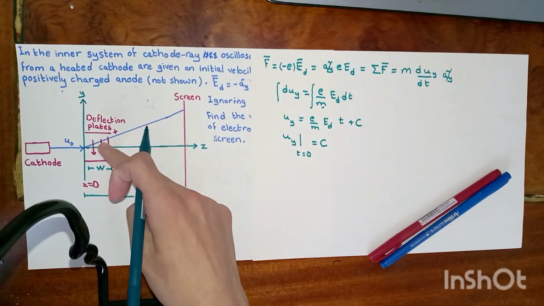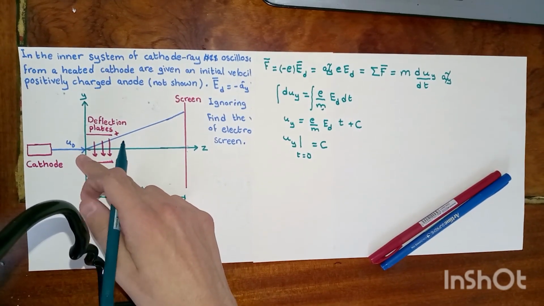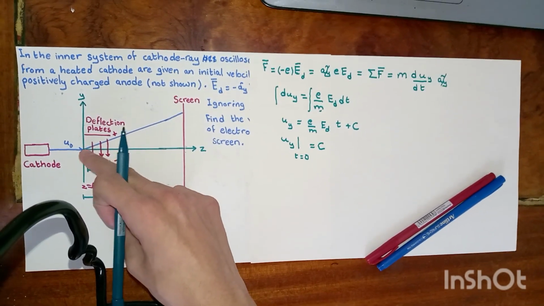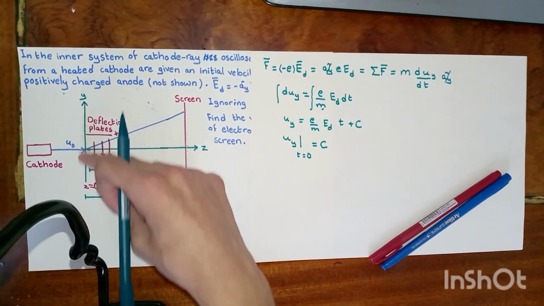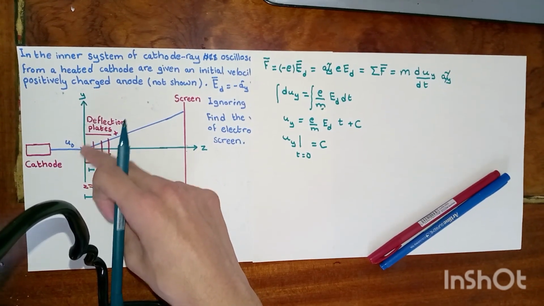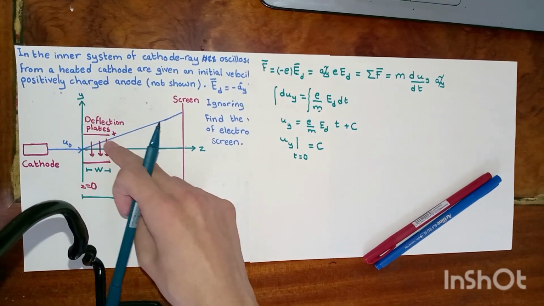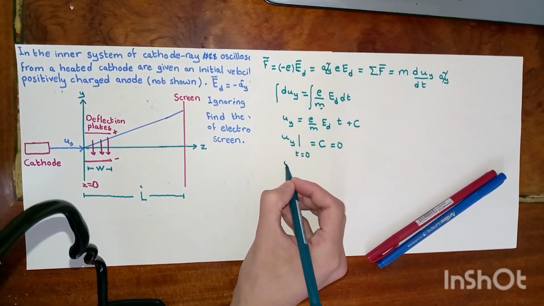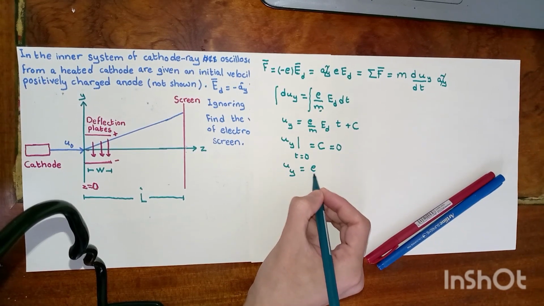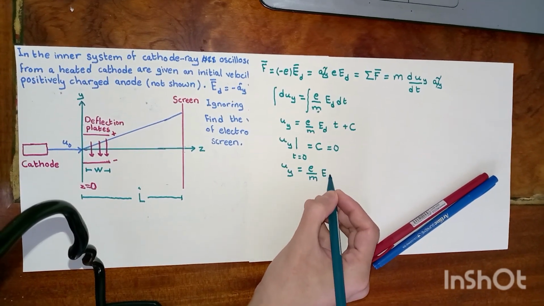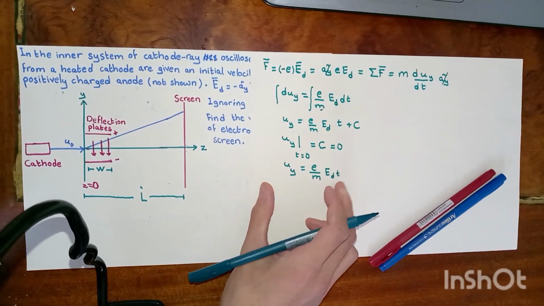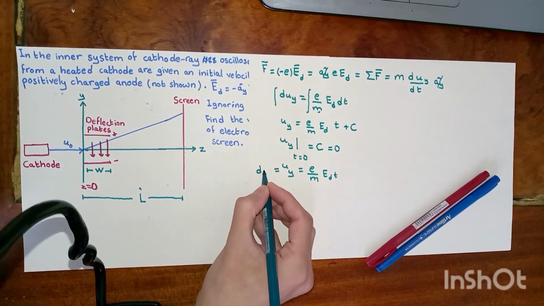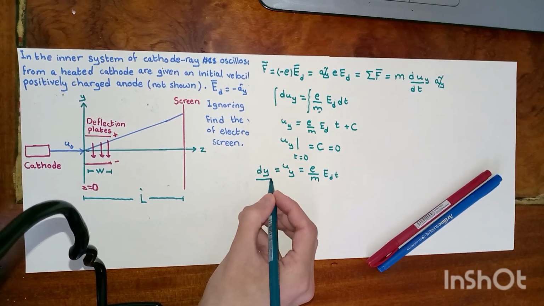Now look at the problem. Before the entrance of the electrons to the deflection plates, they were not moving toward the y direction. They were not moving vertically, so there is no vertical force. So there is no vertical velocity before entering the deflection plates. So the vertical velocity at time equals 0 is equal to 0. Then u sub y is equal to E over m times dt. And as we know, this velocity is also the first order differentiation of the position equation.